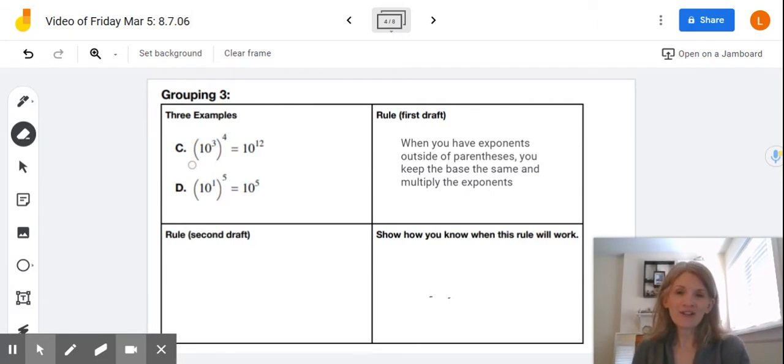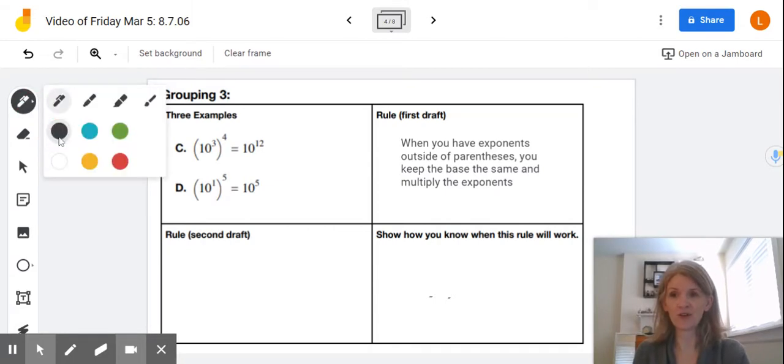We always are asking you, what do you notice? What do you wonder? Well, when I look at this, I notice that both of these have parentheses. So that's the rule that I'm writing about, is that these have parentheses. When you have exponents outside of the parentheses, you keep the base the same and you multiply the exponents. So you can pause the video here if you need to write that down on your own Jamboard.